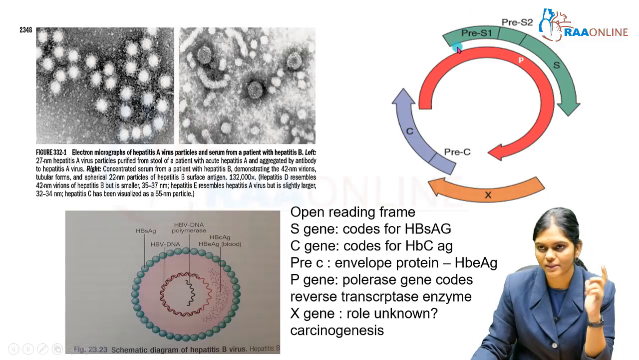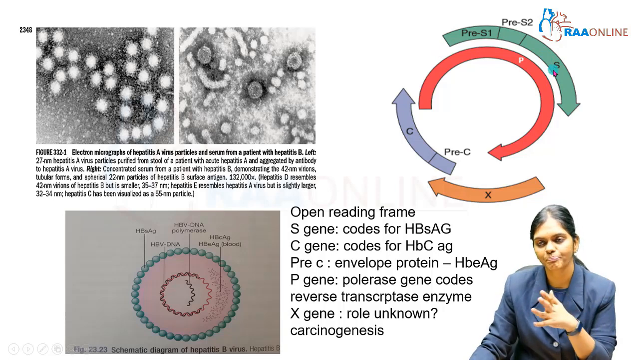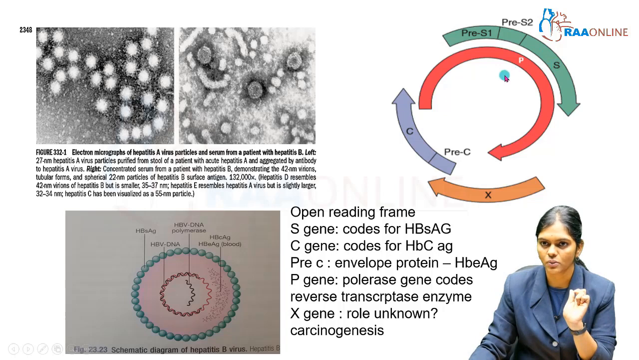So this is an open reading frame. So this is the gene of hepatitis B. So how are we going to read this? So let's come from outside. First is the S gene. So this S gene codes for HBsAg. This has 3 parts, pre-S1, pre-S2, S, which is not very important. Just know that the first gene, which is the S gene, it is an open reading frame, codes for HBsAg.